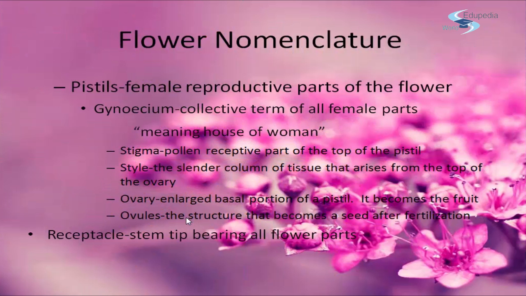Now come to another flower part, and that is the pistil. Now what is the pistil? The pistil is the female reproductive part of a plant. Gynoecium is the collective form of all female reproductive parts, meaning house of women. Stigma, style, ovary and ovules are the four parts.